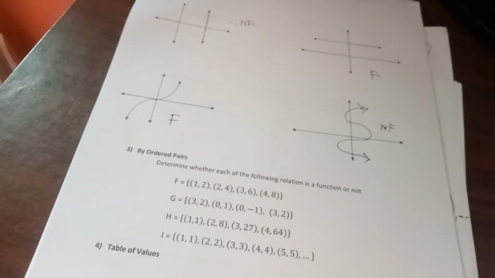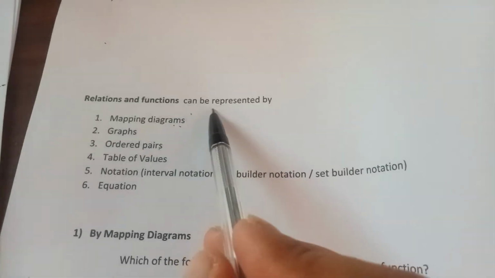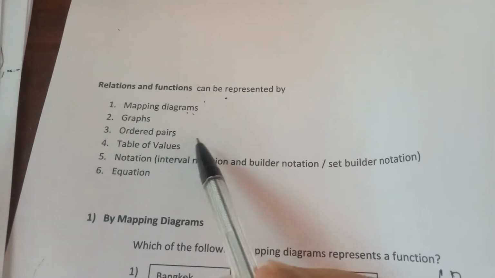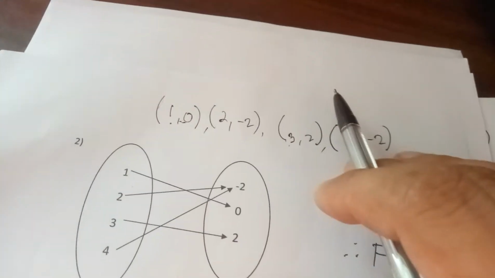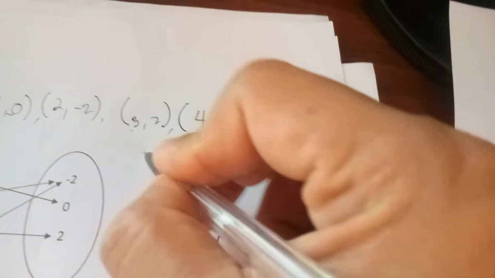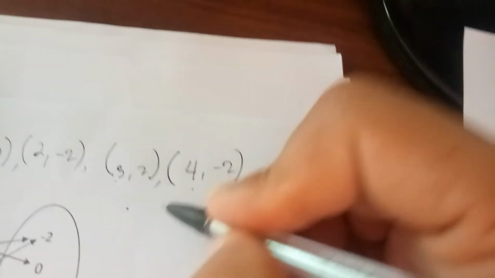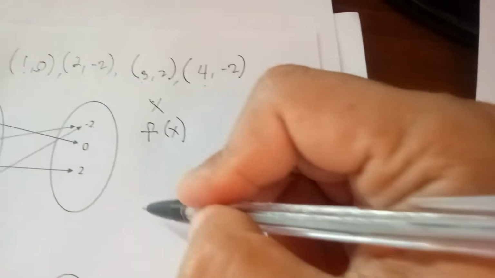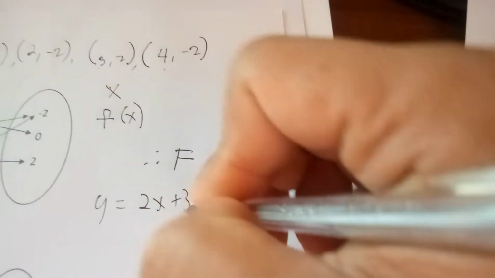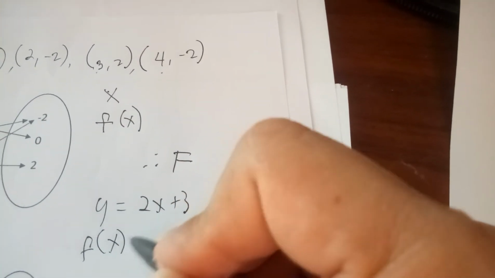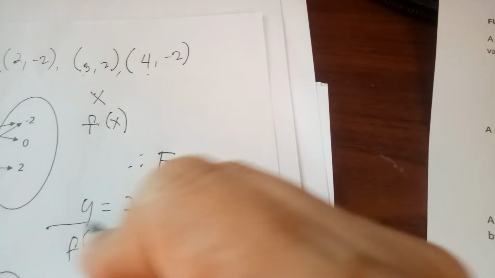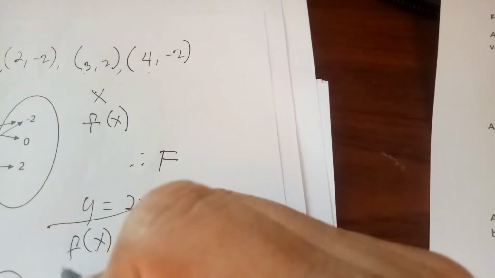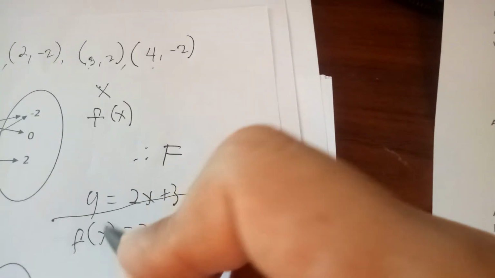Okay, so that is by, we are done with the mapping diagrams, by graphs, by ordered pairs, by table of values. Example, in our example number 2, if we will illustrate this using table, let us have the x value and of course, the y value. F of x is also y. Okay, from y is equal to, let's say, 2x plus 3. We can also express this as f of x is equal to 2x plus 3. This is an equation of a line. If y becomes f of x, therefore, function na siya.